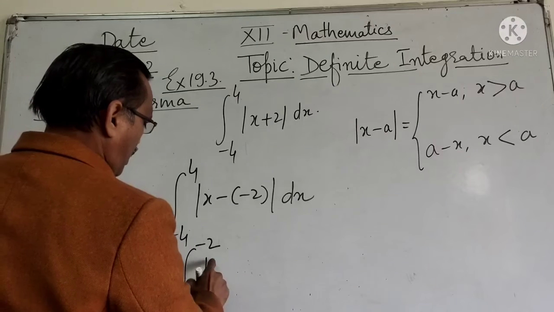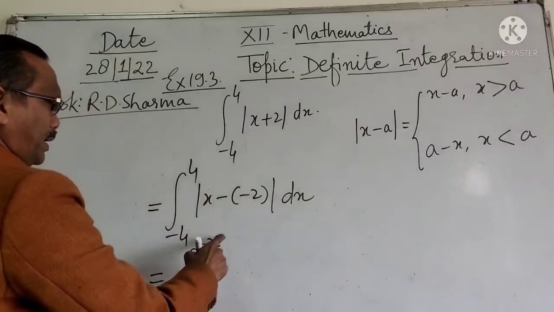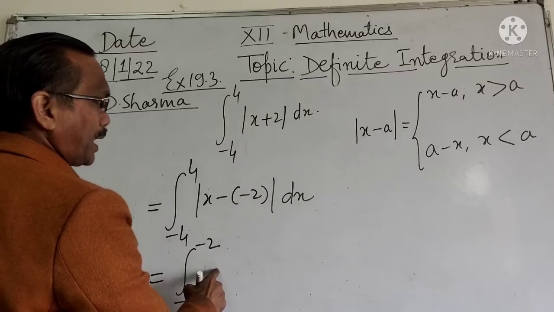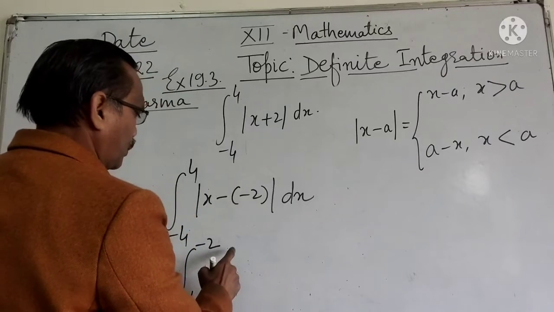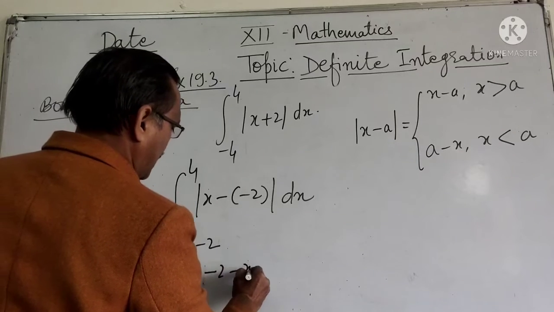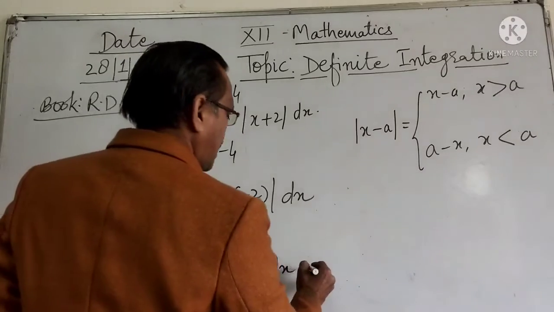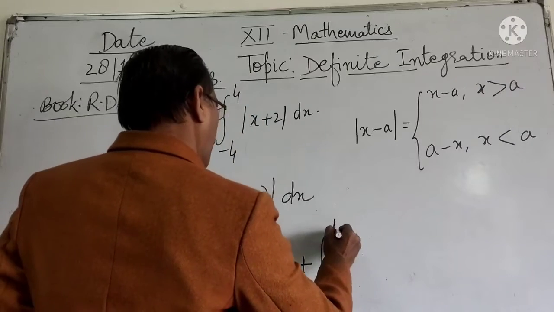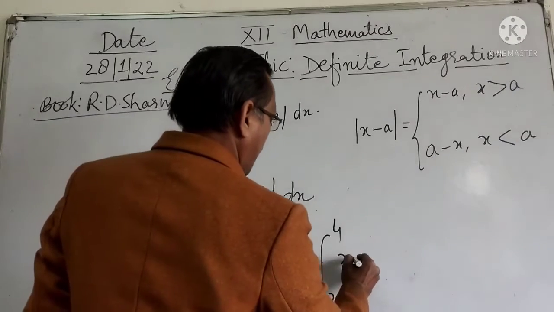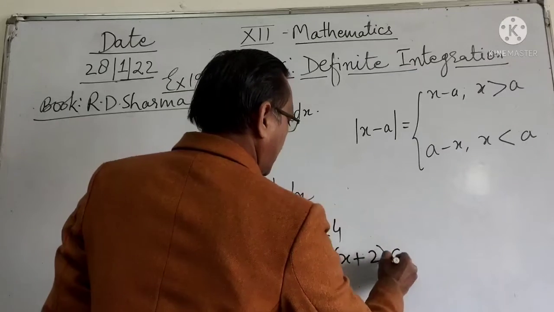Therefore, we will break it into the integration minus 4 to minus 2, where x is less than minus 2, so we will write minus of x plus 2 dx, plus minus 2 to 4, where x is greater than minus 2, and it is x plus 2 dx.